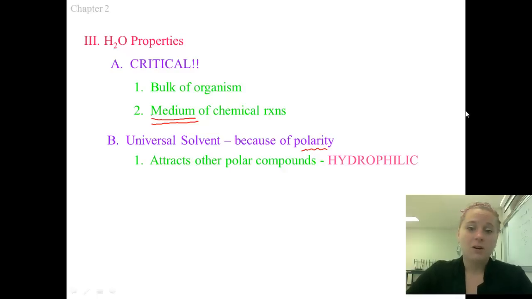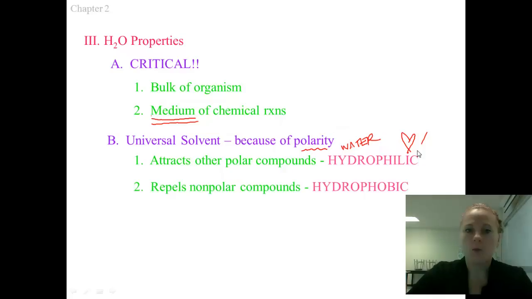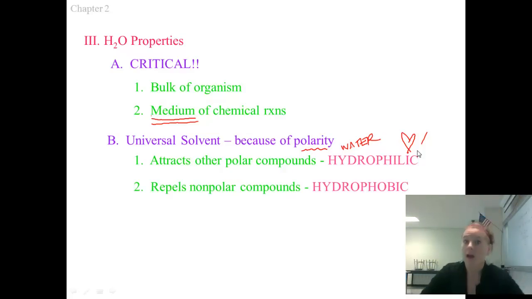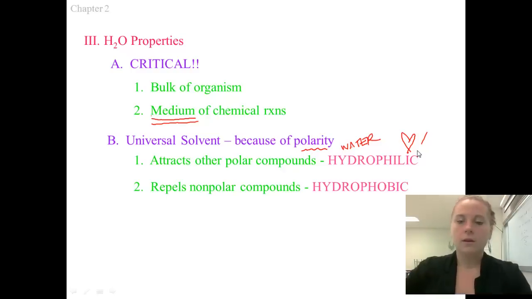So it is hydrophilic. We call any substance that can dissolve in water, that is also polar, hydrophilic. Hydro means water, as we mentioned, and philic means loving. So anything that can dissolve in water or is attracted to water is water loving. It's hydrophilic. Anything that water repels is going to be hydrophobic. And again, hydro means water, phobic means fearing, so we want to get away from it.